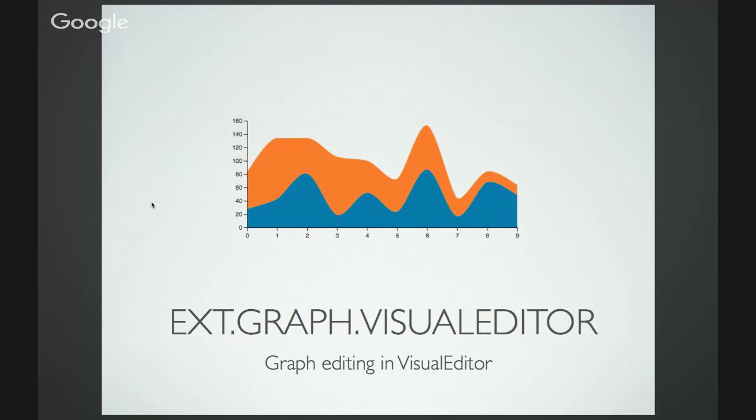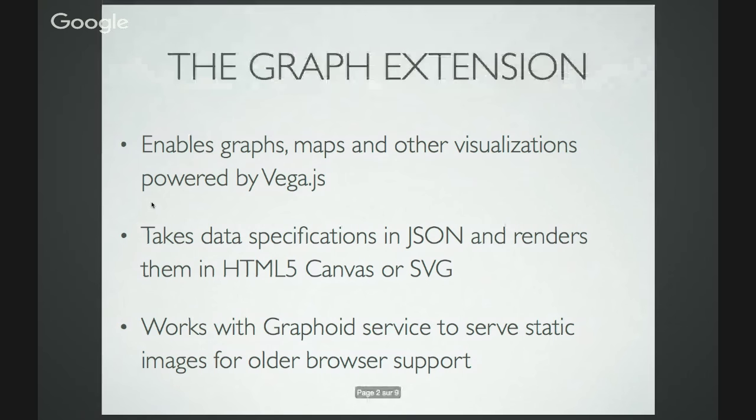This is a module I've been working on that is a subset of the existing graph extension. What's the graph extension for? Basically, it's powered by a third-party library called Vega, which enables graphs, maps, and other visualizations to be rendered in the browser.